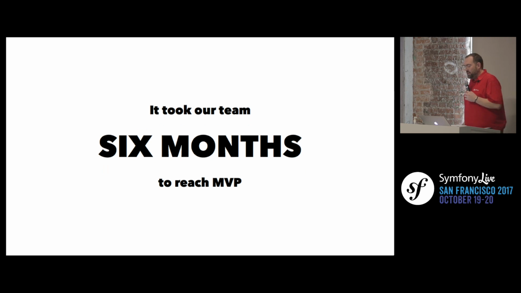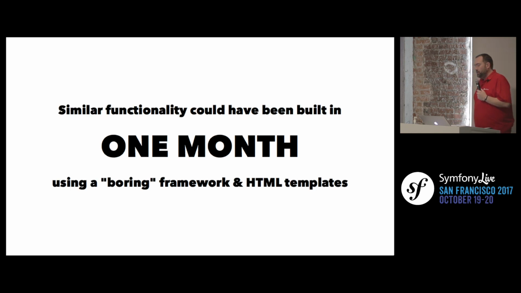So at the end of the day, it took us 6 months to get to our MVP. And depending on what your idea of an MVP is, 6 months is or is not a good number. But really, when I look back on it, it probably took us way too long. If we decided to build this on any out-of-the-box framework, whether it be Symfony or Laravel or Zend Framework or even Zend Expressive, we probably could have built this with standard HTML templates in about a month.